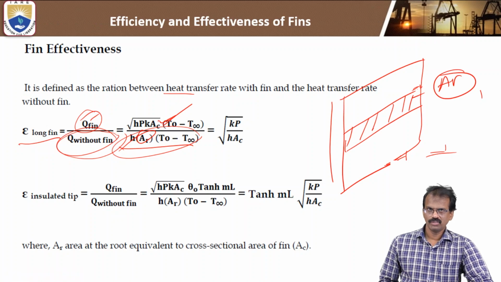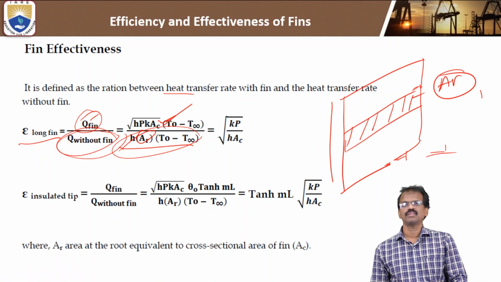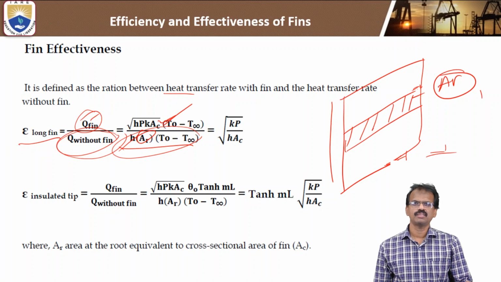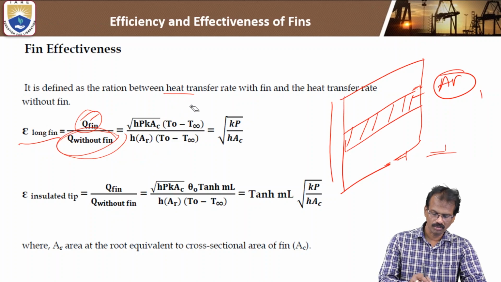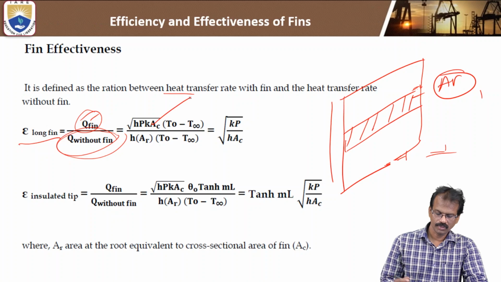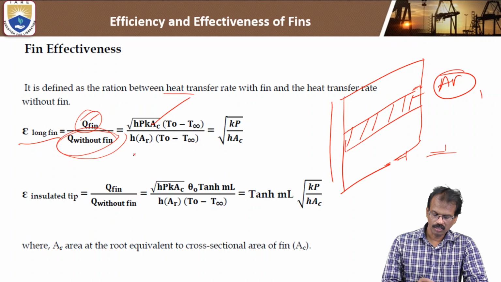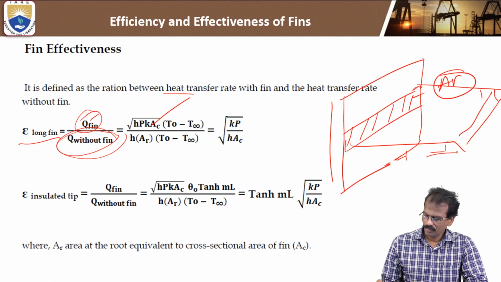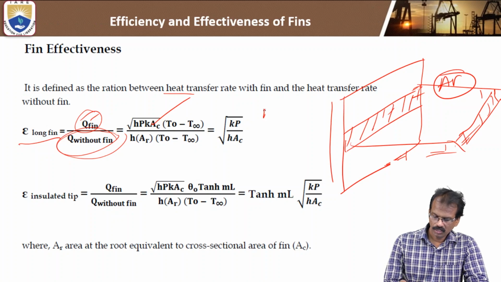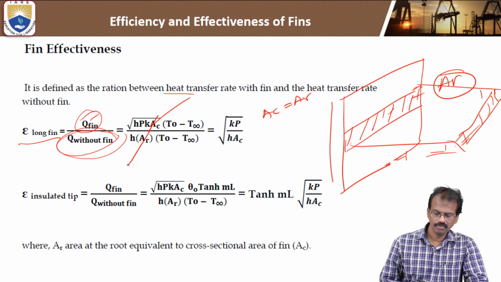Then in the previous slide, what was explained was efficiency. In the efficiency, that area is different. Here, this area is also different. You have to observe this one. A_C is the same. A_C means end of the fin area. So here, the end of the fin area and this area, both are the same. This area and this area, it means here A_C is equal to A_R. It means you can cancel the A_C with A_R.